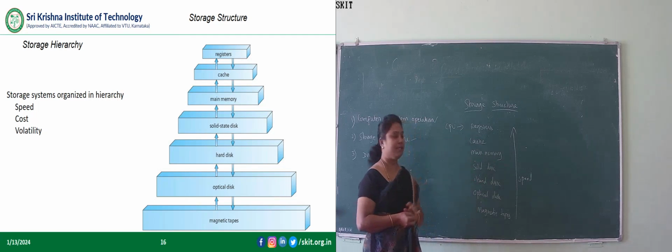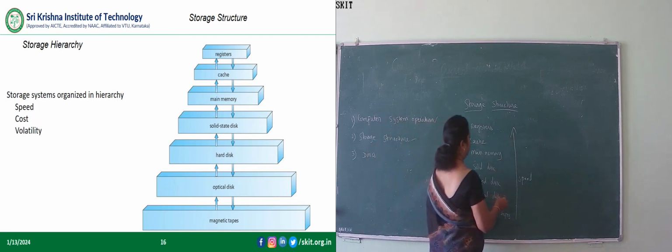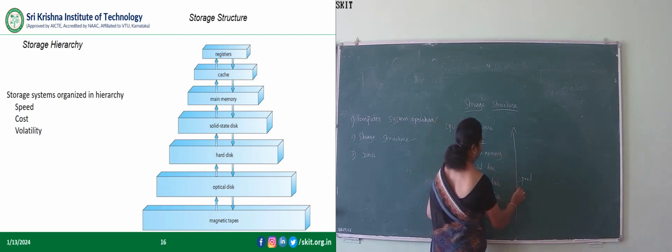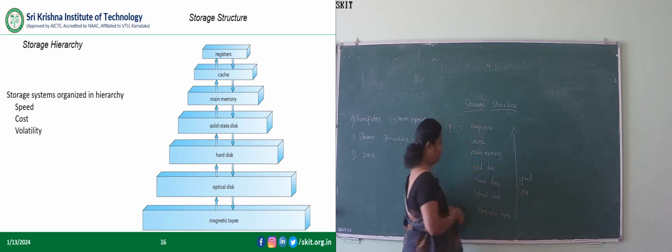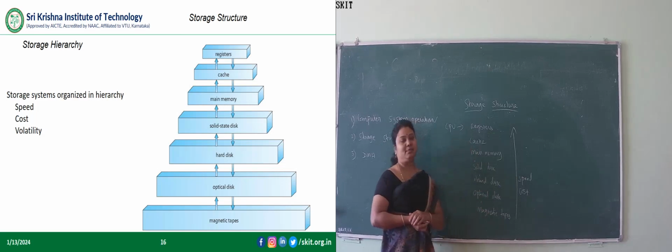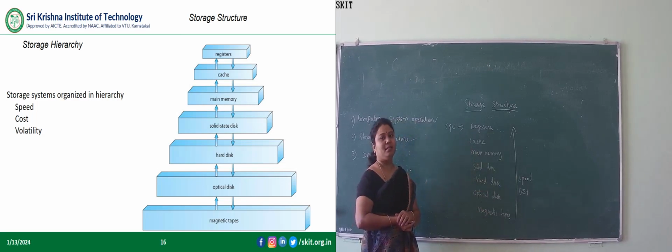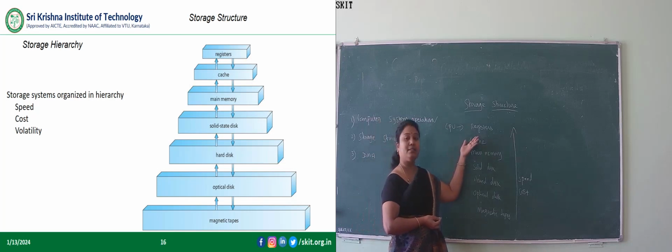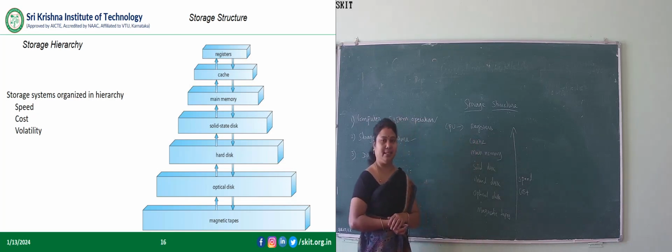Next, cost wise. The cost also increases from bottom to top. The cost of the magnetic tapes and optical disk will be less compared to the registers, cache memory and main memory, because according to the speed, the cost of the device also increases. If the speed increases, then the system performance also increases, and according to that the cost also increases.